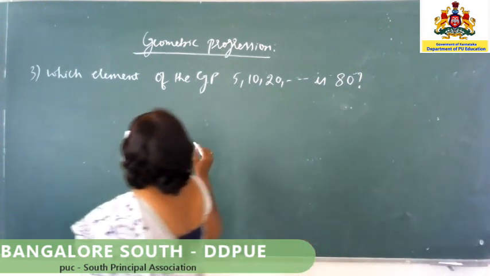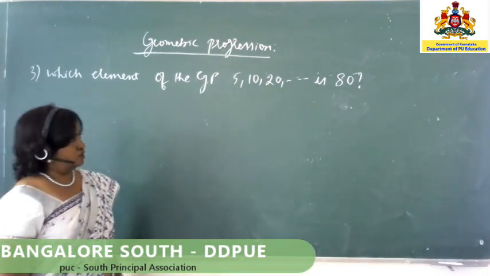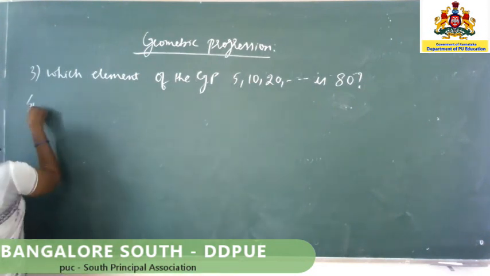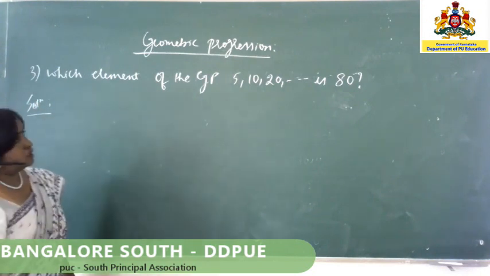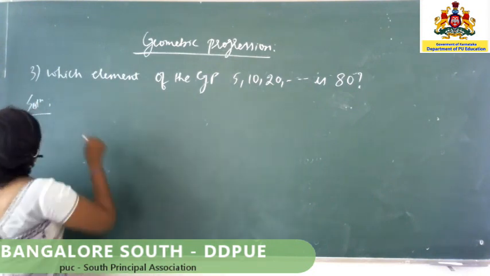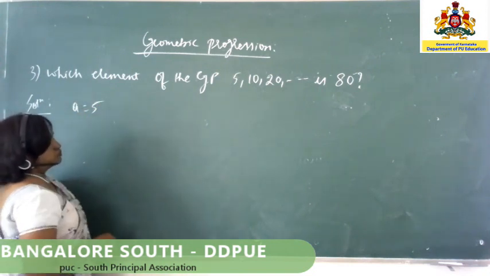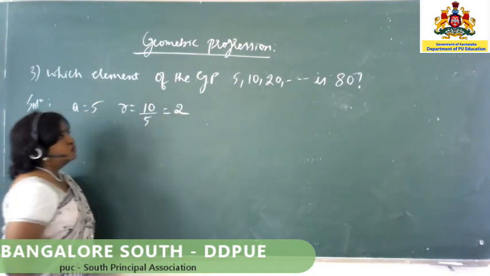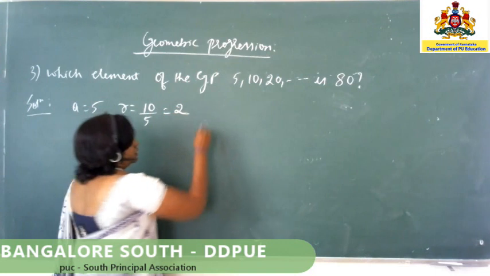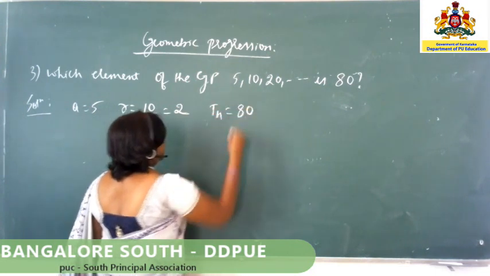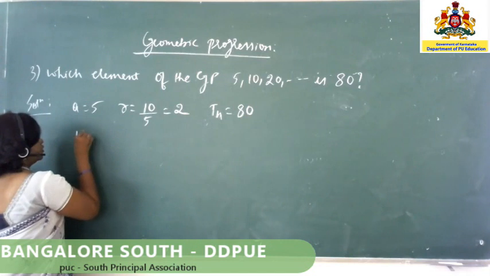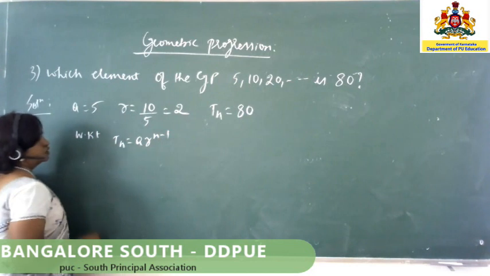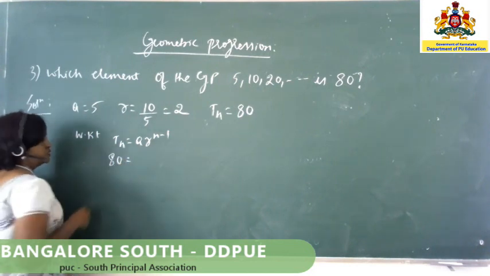Next is, which element of the GP 5, 10, 20, continuous is 80? You should find the n value here. A is given, A is 5. R is equal to 10 divided by 5, that is equal to 2. Tn is equal to 80. So we know that Tn is equal to AR to the power of n minus 1. Tn is 80, so I'll substitute.